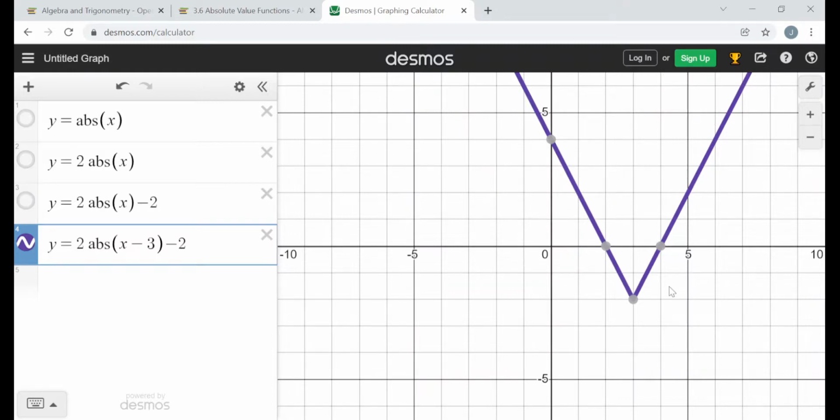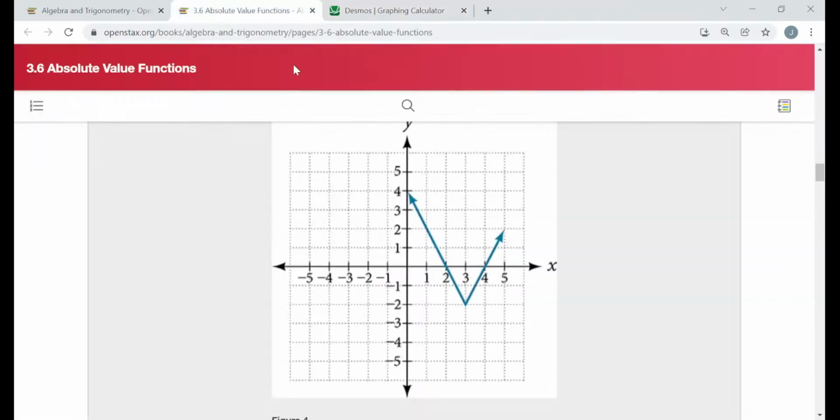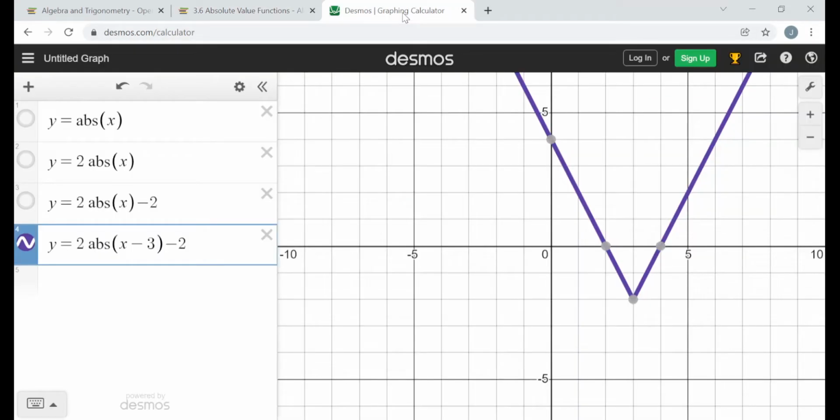And this is the graph they asked us for, right? It has the point (3, -2) at the bottom. It has (4, 0) as an x-intercept, (2, 0) as an x-intercept, and a y-intercept of (0, 4), right, which you can see if you look back here. The arrow's continuing on, but you can see that this would cross the y-axis at (0, 4). So it is the same exact function. Great.